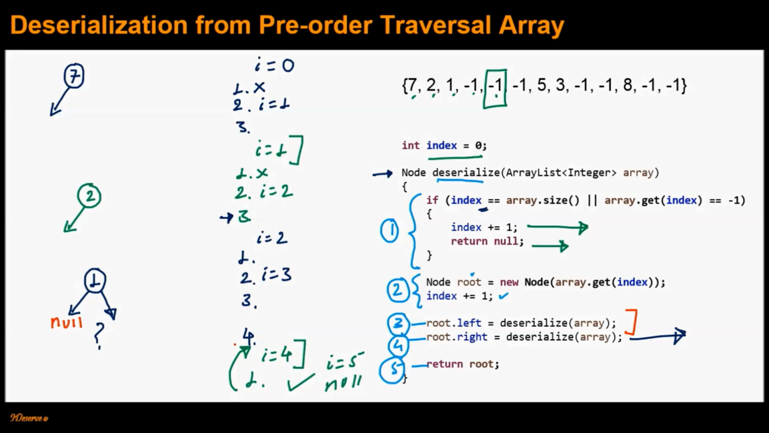Now note that whatever result is returned by this particular call sequence would be made the right subtree for the current root node in this particular call sequence. From step number 4, what we did was root.right equal to deserialize array. That deserialize array is basically returning null here, right? So in step number 4, we are getting the return result as null, which would be the right subtree for the current root node. The right subtree for node 1 therefore would be null.